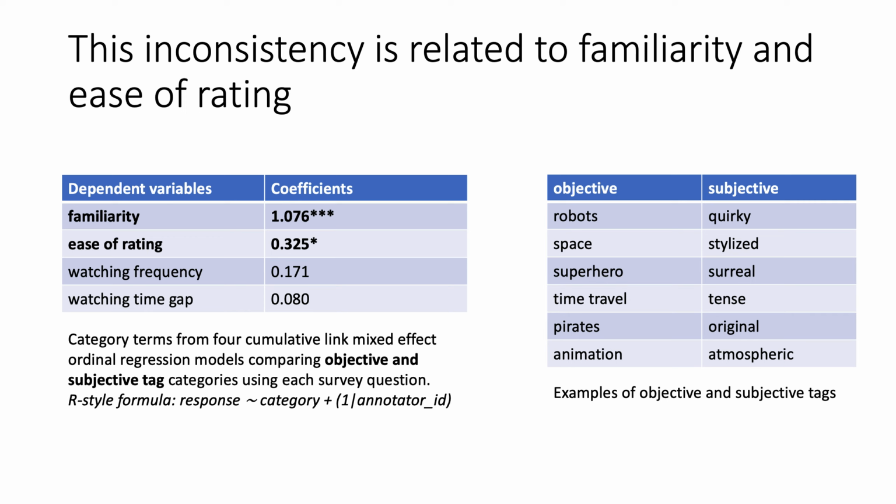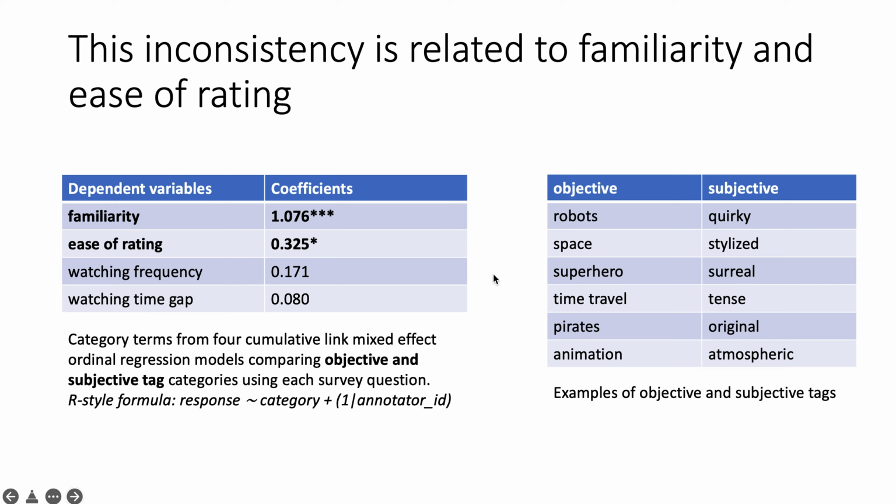And now we wanted to find out what this difference in inconsistency might be associated with. And to answer this question, we ran 4 cumulative link mixed effect ordinal regression models only for objective and subjective tags, where our dependent variable was annotator answers to our survey questions, and our independent variable was the category, which was 1 for objective tags and 0 for subjective ones. We found out that annotators find objective tags more familiar than subjective ones, and they also find objective tags easier to rate than subjective ones.